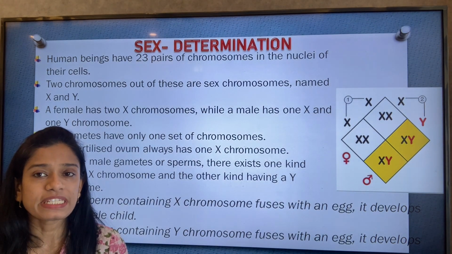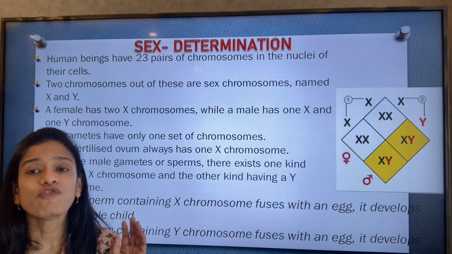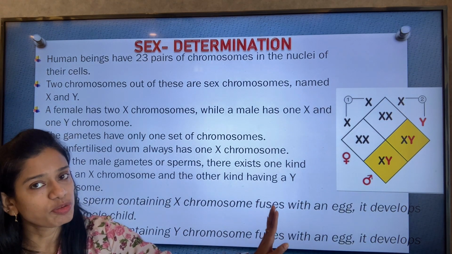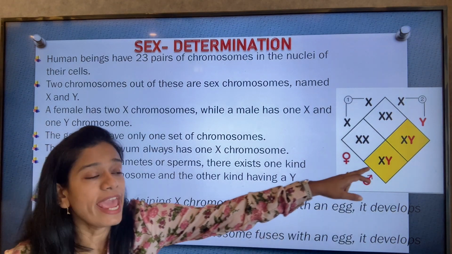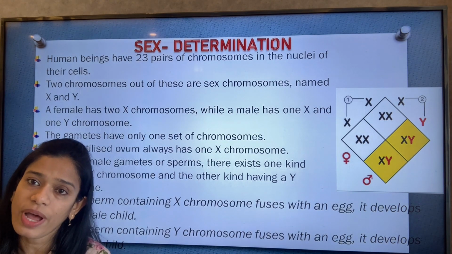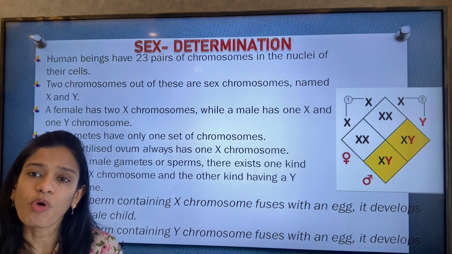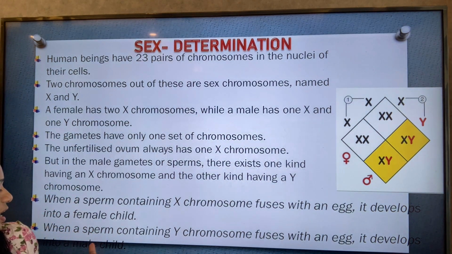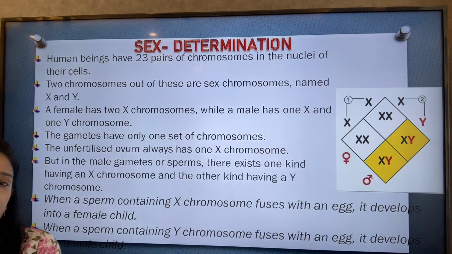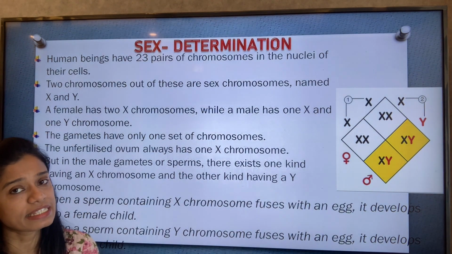So what happens is that the X chromosome from the egg fuses with the Y chromosome from the sperm and forms the XY pattern, and this XY gives rise to a male child, or a boy child. So when a sperm containing a Y chromosome fuses with the egg, it develops into a male child. This is how the sex is determined.